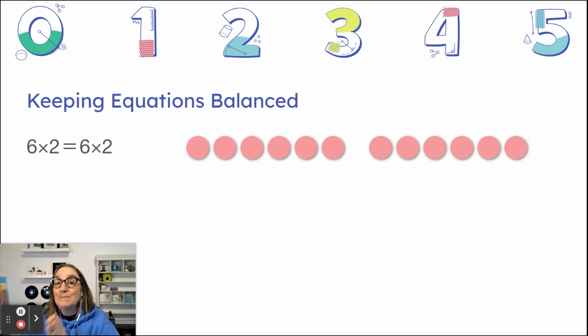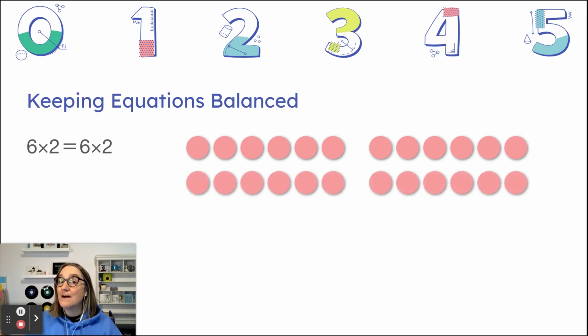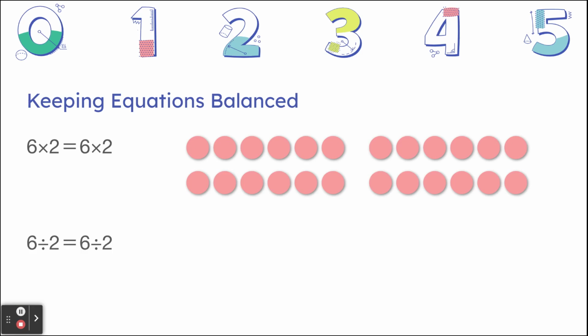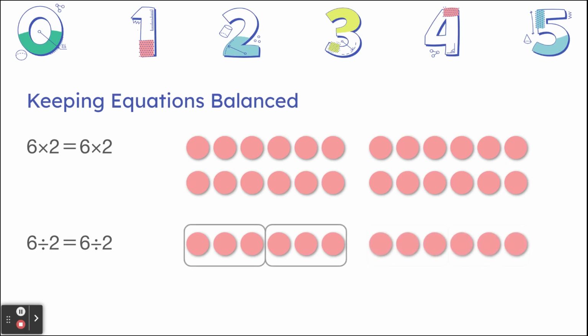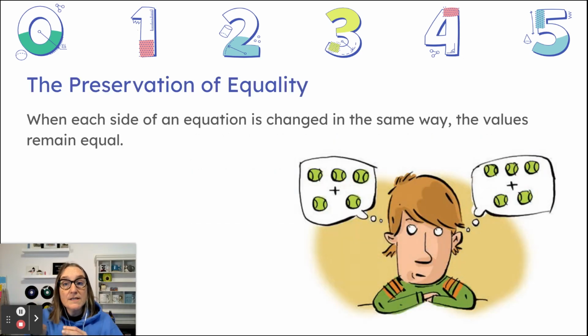Next, let's multiply each side by 2. Each side now has 12 counters. And if we divide each side into 2 equal groups, each group now has 3 counters. Whatever we did to one side of the equation, we did to the other side too. And each time the number of counters on both sides remained equal. So the equation remained balanced.